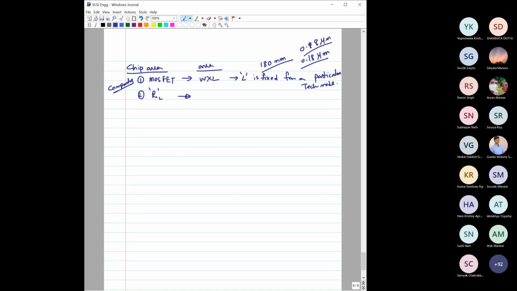Okay. Now, what about the resistor? Before going to the discussion on the area required to make a resistor, let us first discuss how these resistors are made.